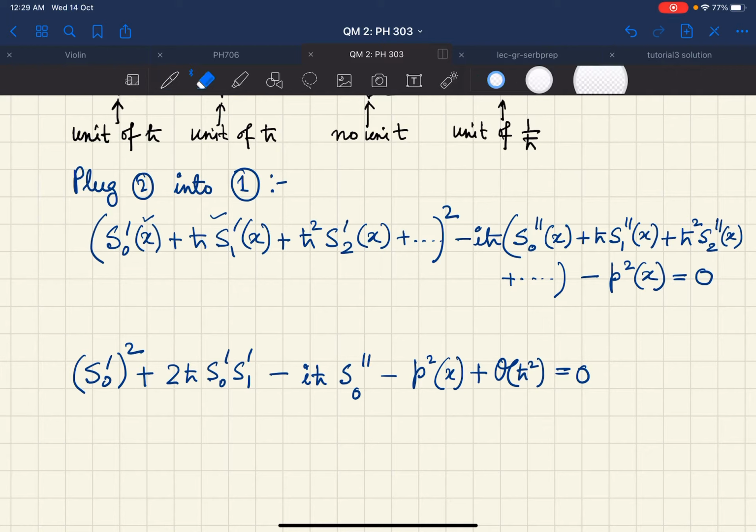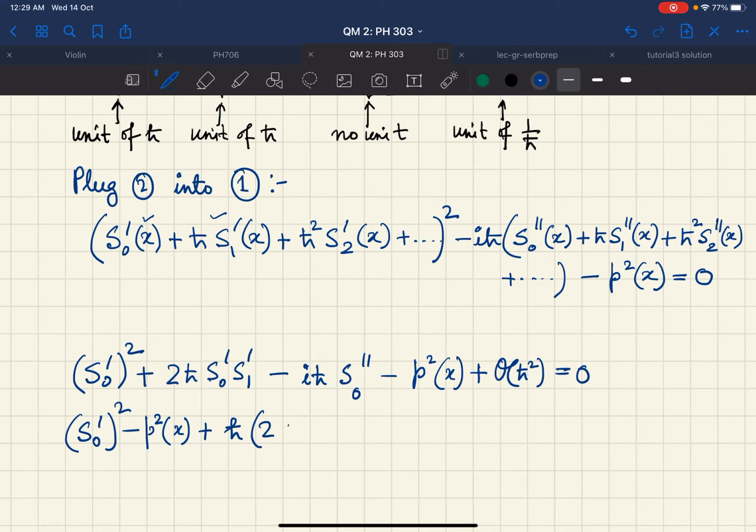So I can write this as (s0 prime) whole square minus p squared of x plus, taking h bar common, we have 2 s0 prime s1 prime minus i times s0 double prime, plus order h bar squared, equal to 0.